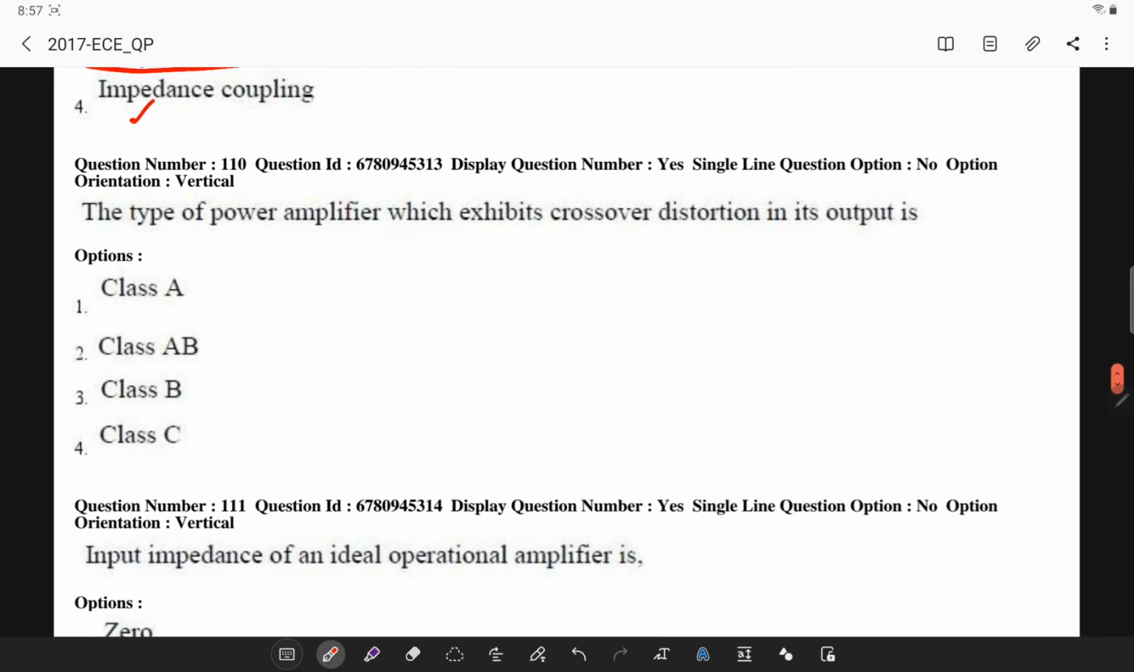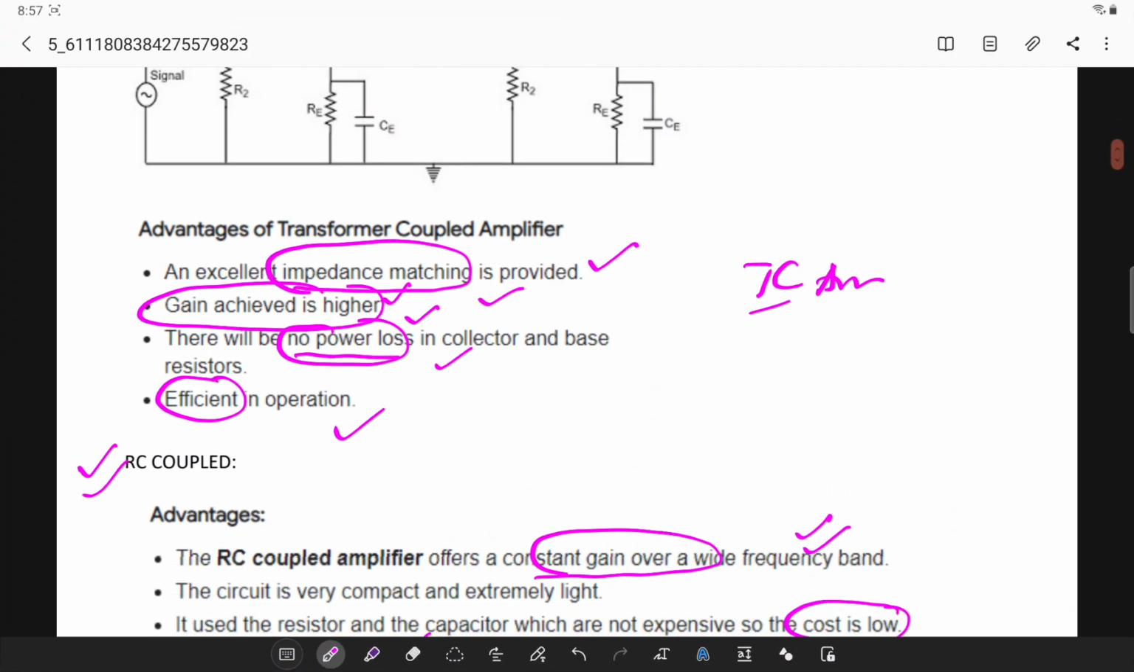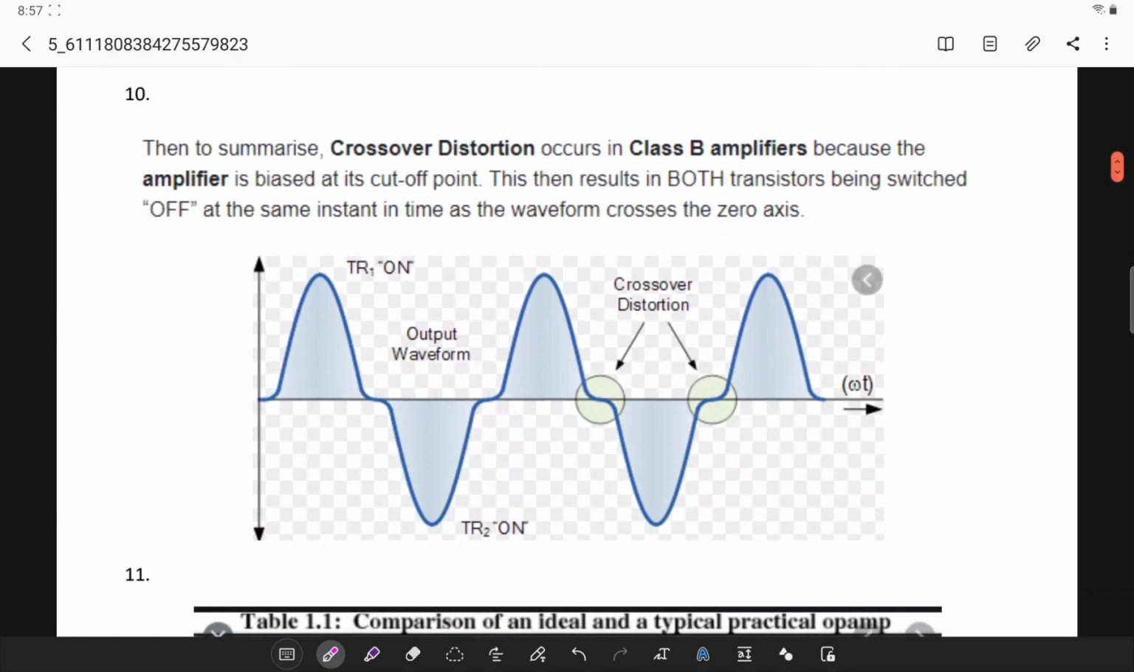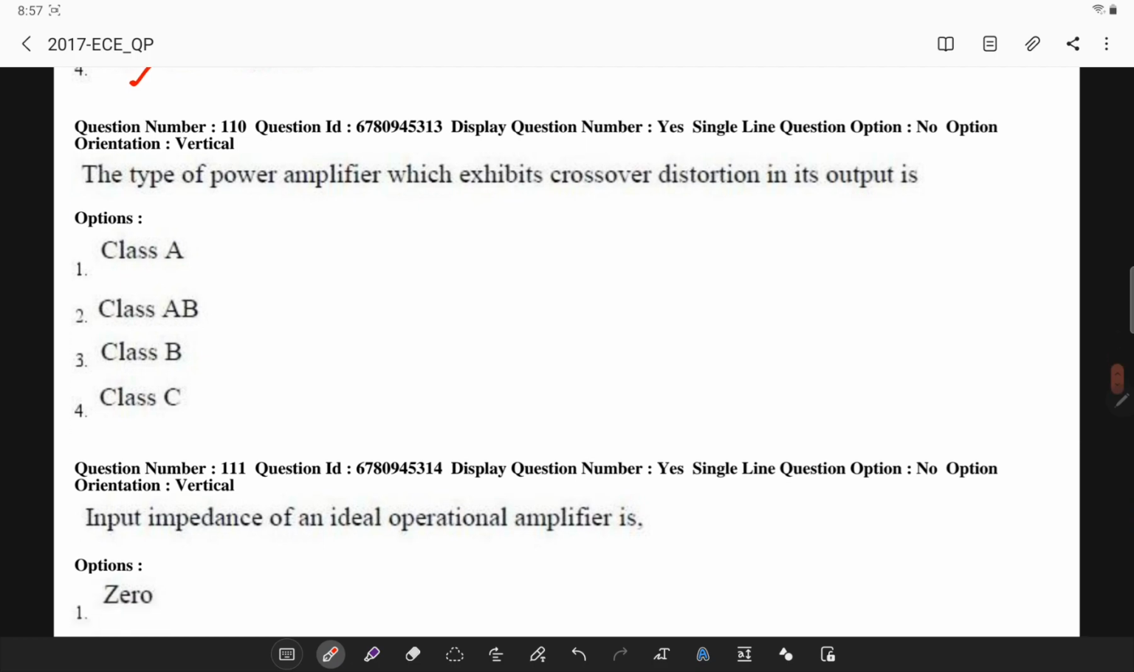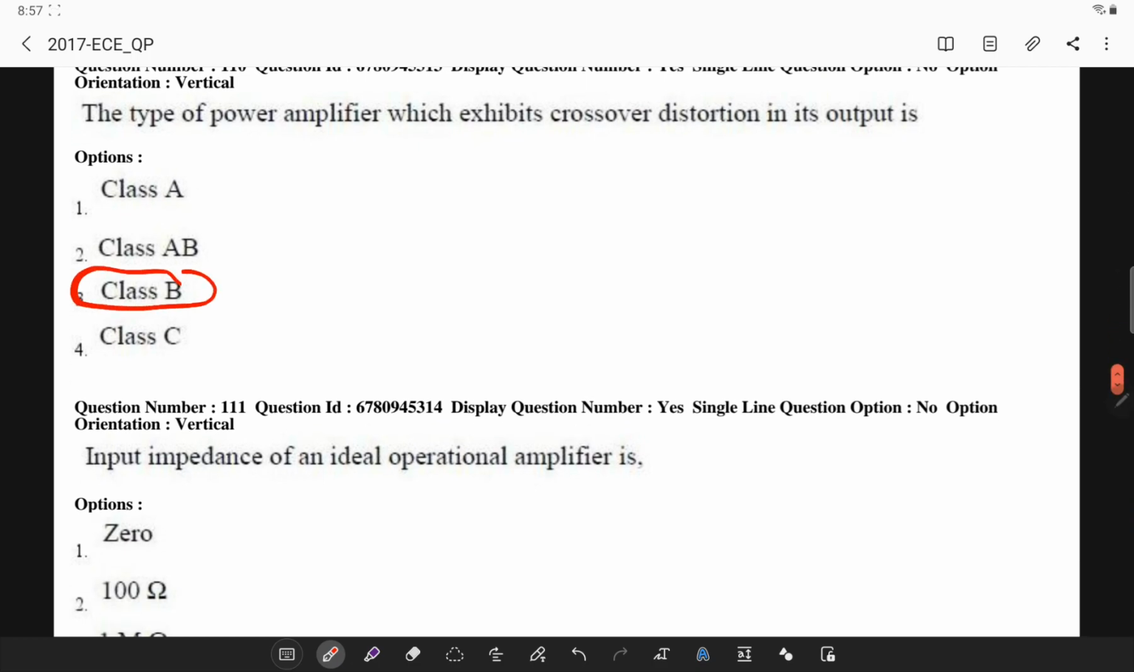The next question, which type of amplifier will exhibit crossover distortion? Firstly, the student has to know what exactly crossover distortion is. This diagram shows you what exactly crossover distortion is. Crossover distortion basically occurs in class B amplifiers, and this is because both the transistors are switched off at the same instant of time as the waveform crosses the 0 axis. This is a standard question which is asked in many exams, many times. So the answer is class B.